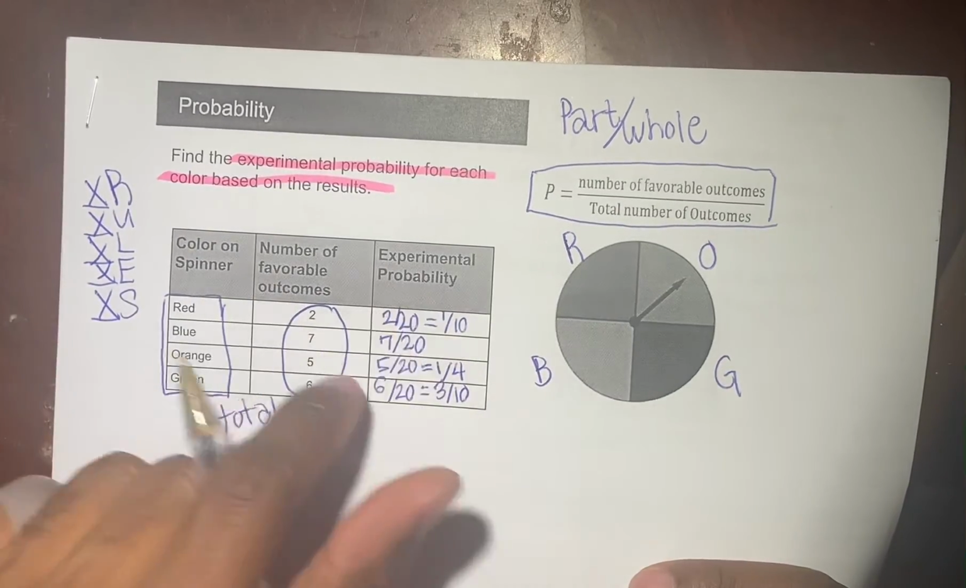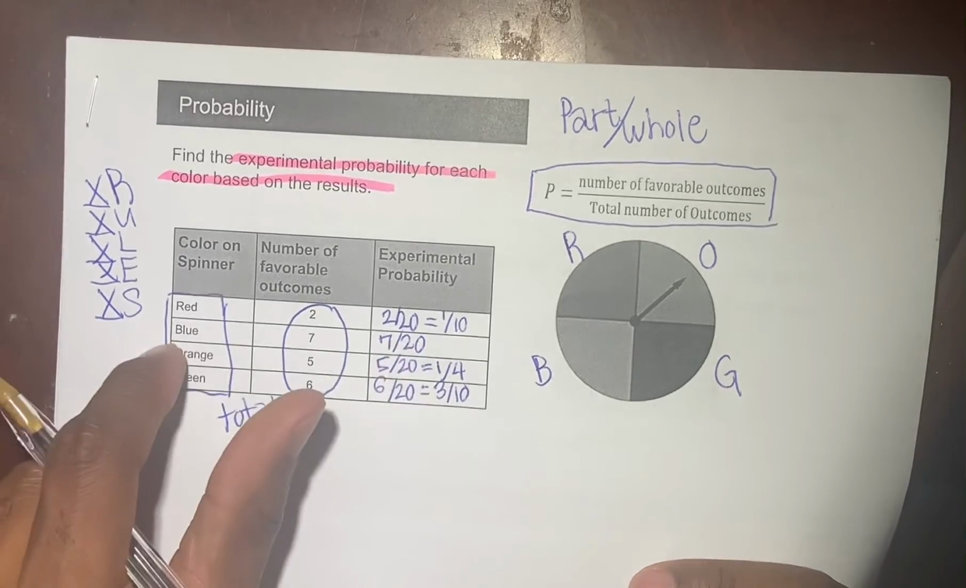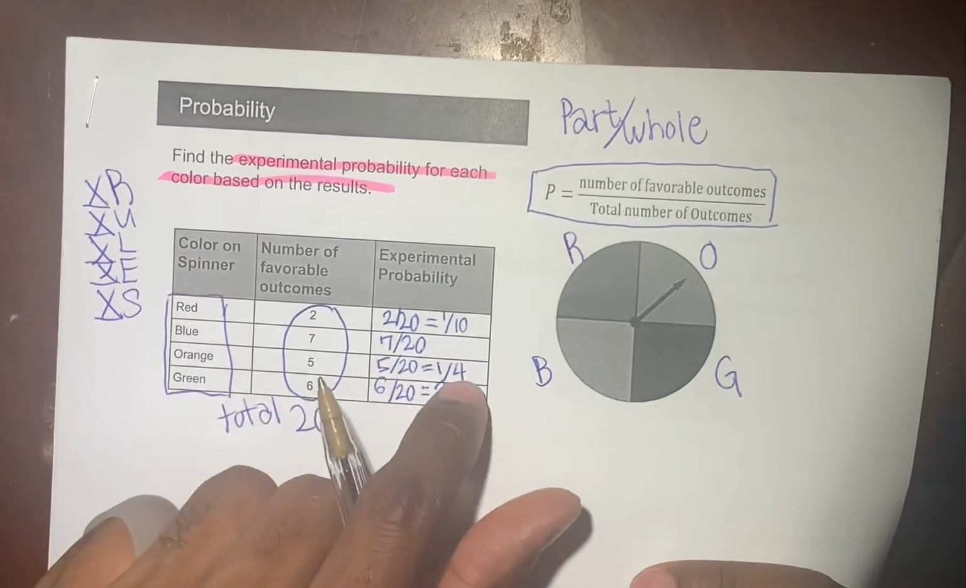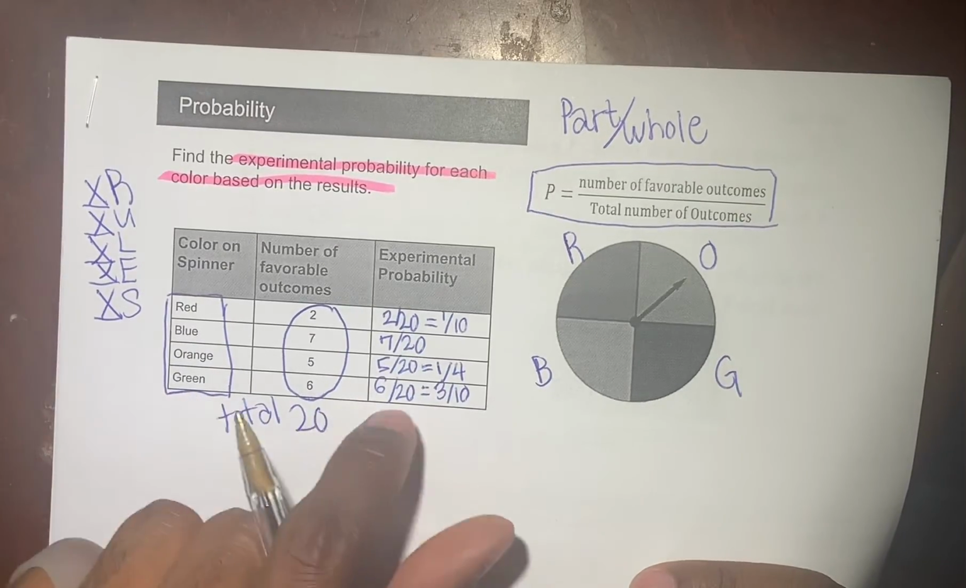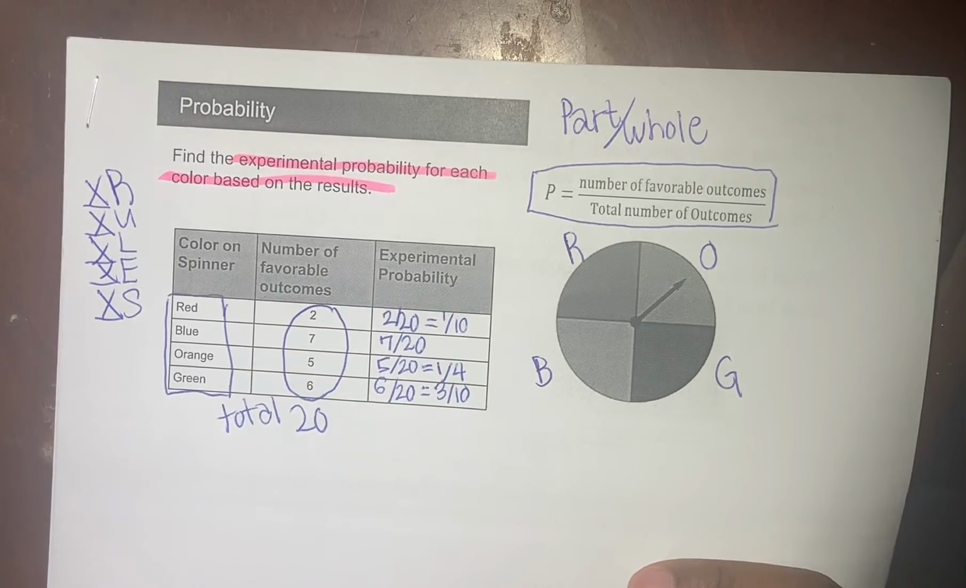So the experimental probability would be 1 over 10 that it would land on red, 7 over 20 that it would land on blue, 5 over 20 that it would land on orange, which we can simplify to 1 over 4, and then green would be 6 over 20. All right. That's the experimental probability, and we have solved this problem.